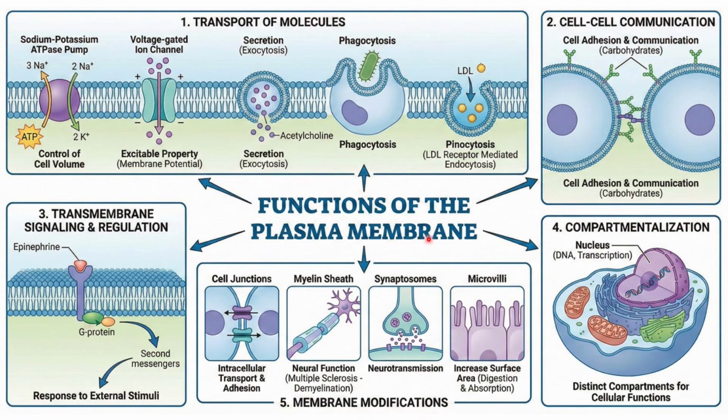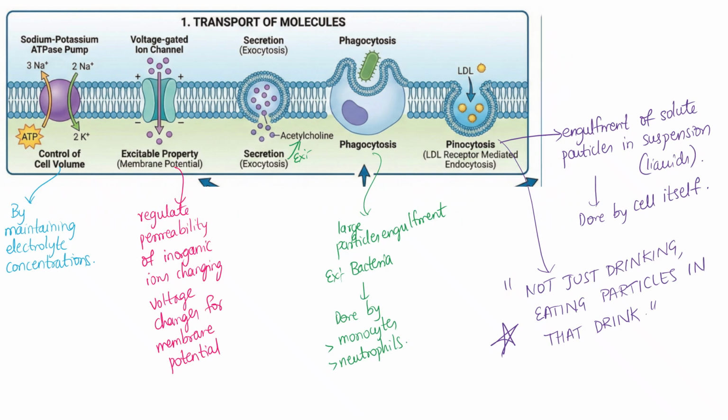Proteins. Now coming to the functions of the plasma membrane, we have five major functions. The first one is the transport of molecules. By transporting different kinds of molecules, the plasma membrane helps in various functions. The first one is controlling the cell volume by maintaining electrolyte concentrations, by allowing certain electrolytes to go out and certain to come in. The fluid balance is maintained. Because of that, there is control of the cell size. That is one function due to transport of molecules.